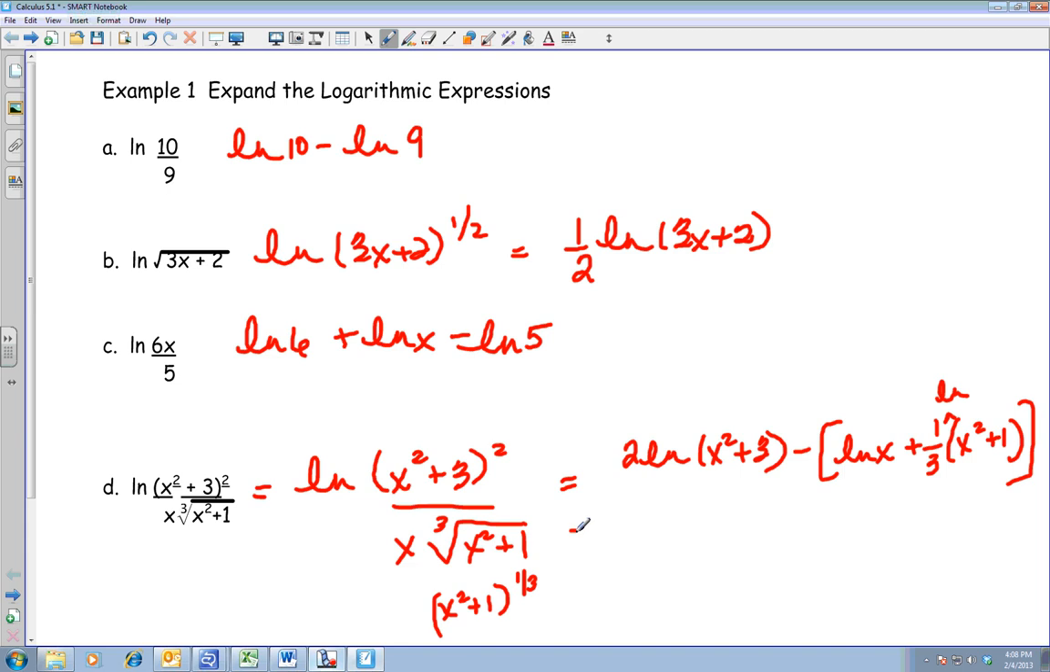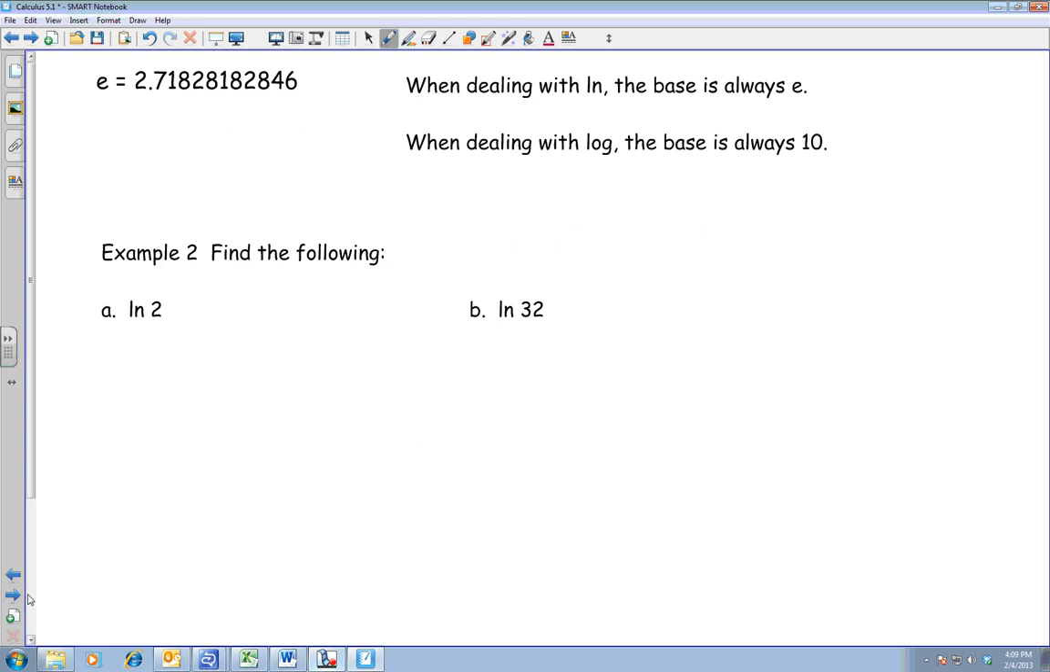So now I'm going to simplify this. 2 natural log of x squared plus 3. I'm going to distribute my negatives, so minus natural log of x minus 1/3 natural log of x squared plus 1. And that's my answer. We already did that in our last worksheet. So let's look at example 2.